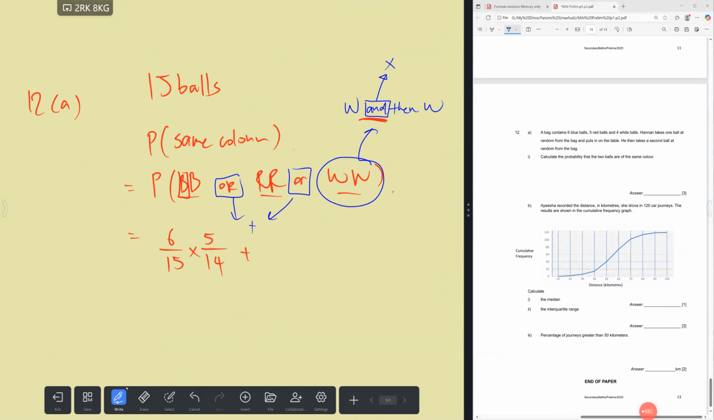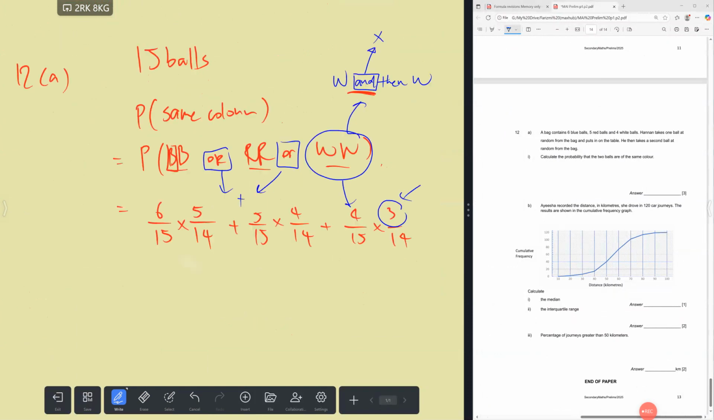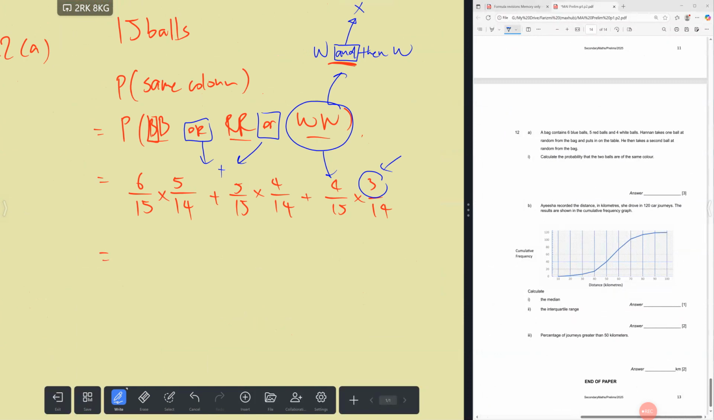Then these are BB, so plus RR, same working, 5 out of 15 times 4 out of 14, plus 4 out of 15 times 3 out of 14. Why is this 14? Because you have taken one ball out before that, right? For example, another point. Why is this 3? Because you've taken out one white ball and the second white ball is only out of 3 different white balls. Alright? Okay, let's get started. 30 plus 20 plus 12 divided by 15 divided by 14. And this will give you 31 over 105.